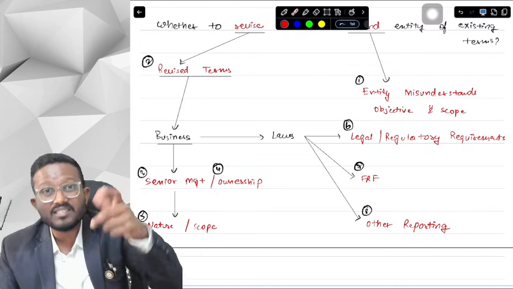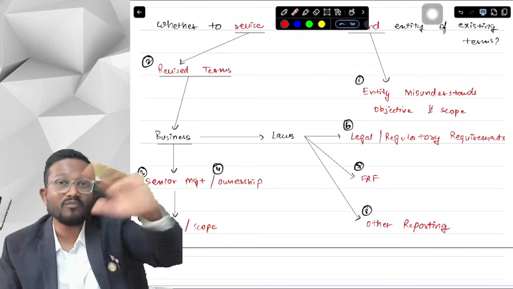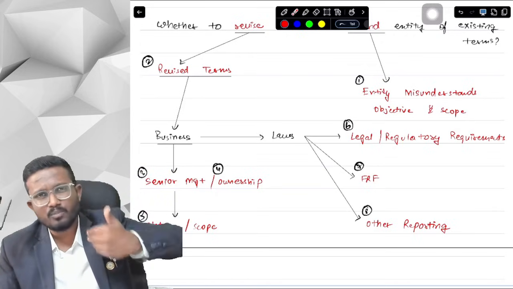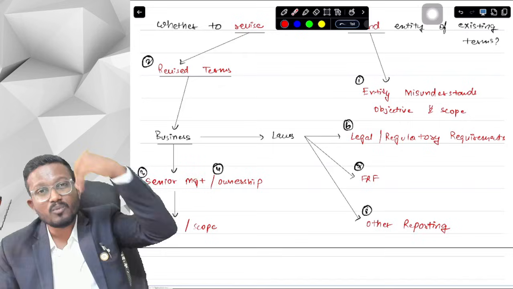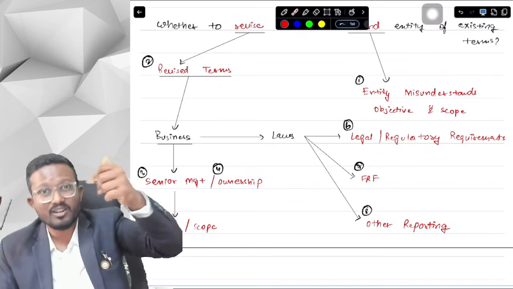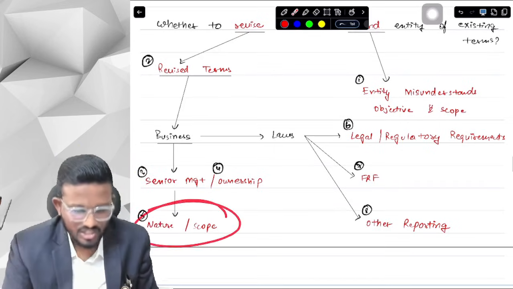So there is a change in the nature or scope of the business. Currently we had only 1,000 employees and 1,000 outlets, and now we have 10,000 employees and 10,000 outlets. So this year the scope has increased. So if there is any change in nature or scope.